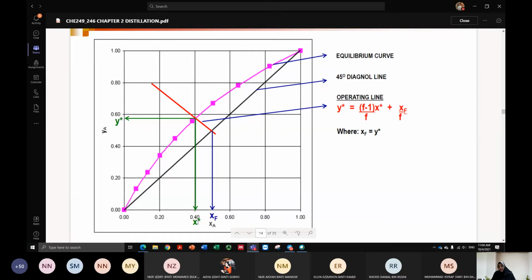So what is normally given to us in the questions? The data given is normally your equilibrium data, which gives you the equilibrium curve. It doesn't matter whether the data is nice already and you just plot it, or maybe you are the one who is going to solve for the vapor component Y and liquid component X at different temperatures, as we have done in the previous example.